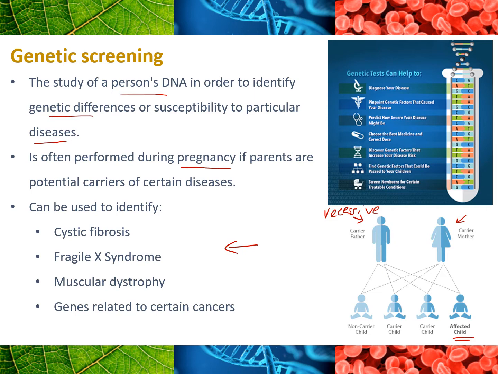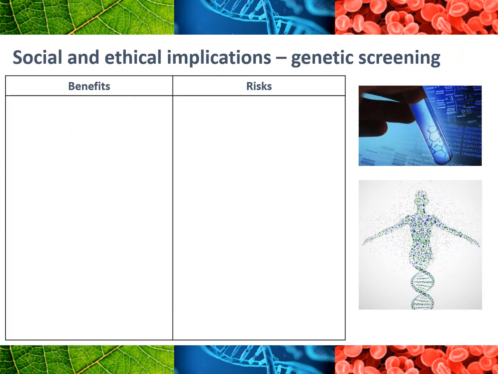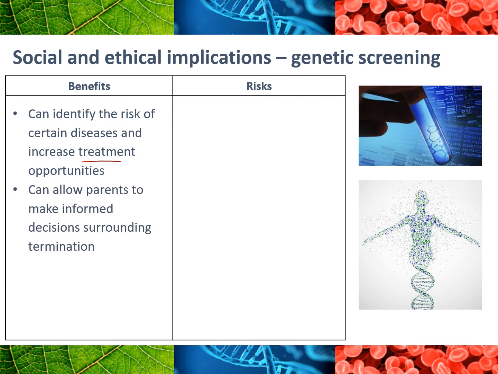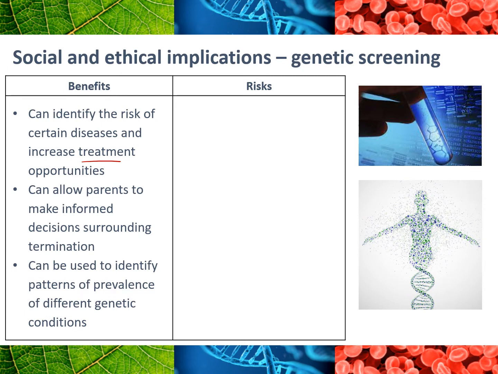Again, it's very expensive. It's only really used if there seems to be a high risk. Again, there's benefits and there's risks. Being able to identify the risk of certain diseases can increase treatment opportunities or early treatment. For really serious genetic issues, it can allow parents to make informed decisions about whether they would like to keep their child or terminate. And it can be used in study, looking at patterns of prevalence of different genetic conditions, which gives us more and more understanding.